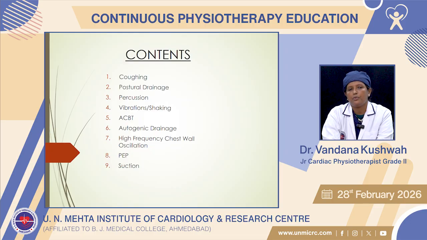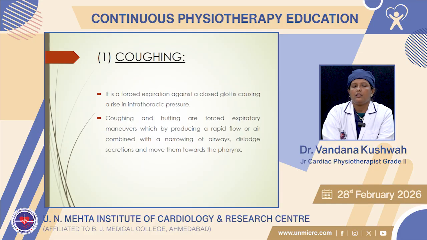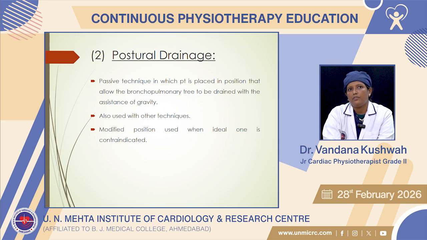First is coughing, postural drainage, percussion, vibration or shaking, ACBT, autogenic drainage, high frequency chest wall oscillation, PEP, and suction. These are the different techniques. First is coughing. It is a forced expiration against the closed glottis, causing a rise in intrathoracic pressure. Coughing and huffing are both forced expiratory maneuvers producing rapid air flow combined with narrowing of the airway, which dislodges the secretion and moves it toward the pharynx to ease clearance.